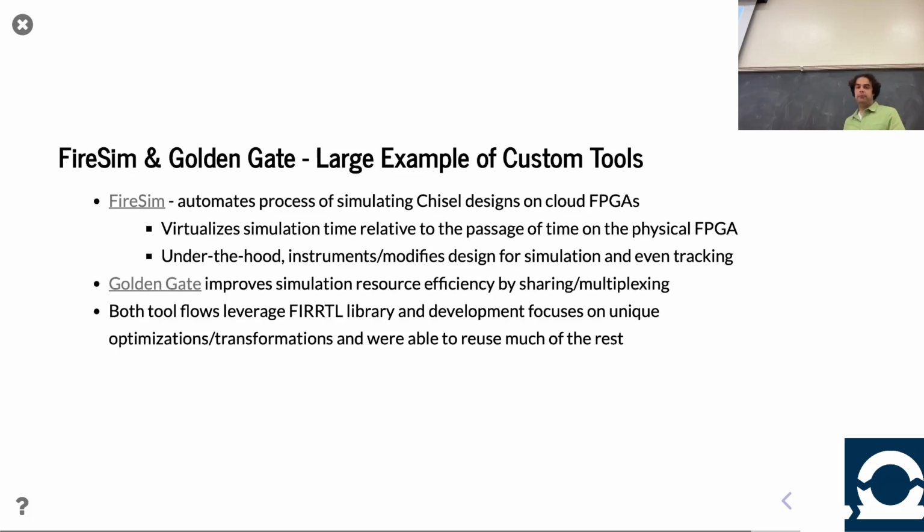So FireSim was the original paper from years ago. There's been a variety of follow-on papers. For example, Golden Gate looked for opportunities to improve resource efficiency by sharing and multiplexing objects. I need to revise the slides tonight to add on FireAxe, which is technology to help with the partitioning process when you have a design big enough to go across multiple FPGAs. How do you pick which goes where?